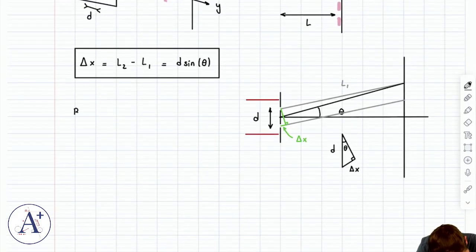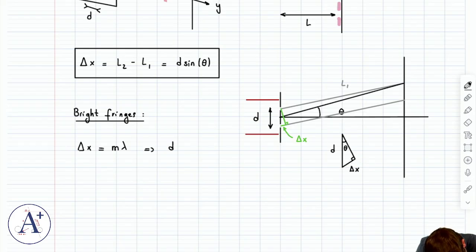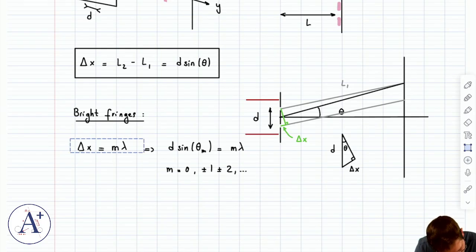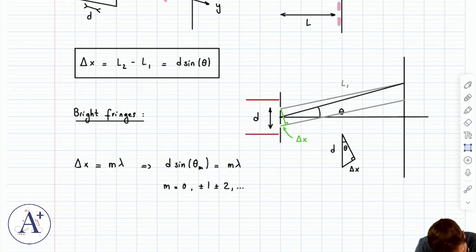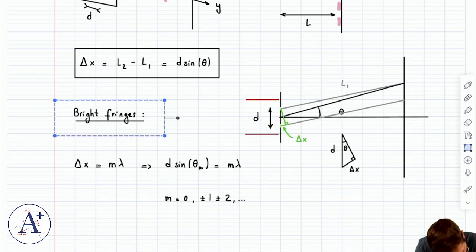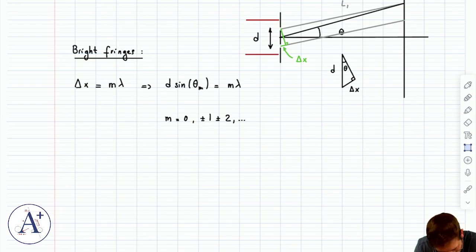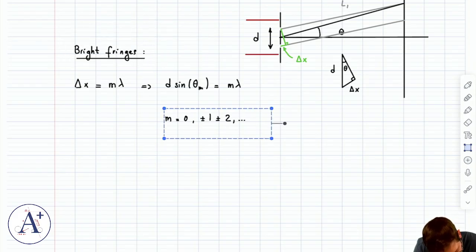The bright fringes are going to be located at delta x equal to m lambda, which means that you're going to have d sine theta sub m equal to m lambda, for m equals 0, plus or minus 1, plus or minus 2, etc. Okay, so those are all the angles for which we are going to get bright fringes on the screen. There's more than one, because you could let m be any integer listed here.